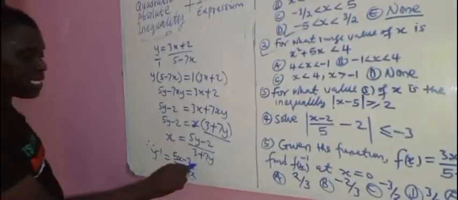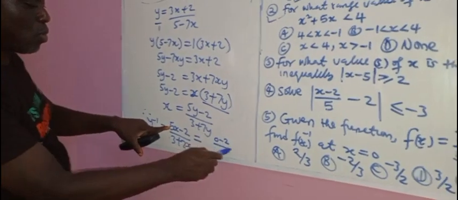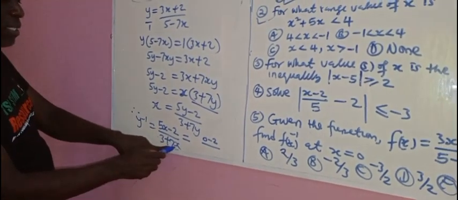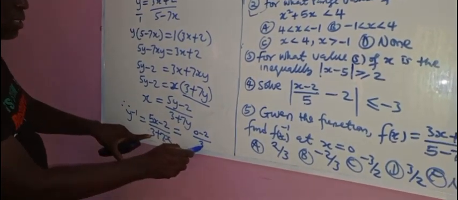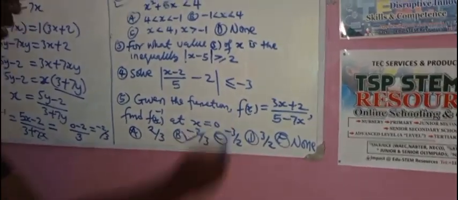So the question said at x equals 0. So wherever you see x, 5 times 0, that is 0, minus 2 over 7 times 0, that is 0, plus 3. That will be 3. So 0 minus 2 is minus 2 over 3. So we have minus 2 over 3.